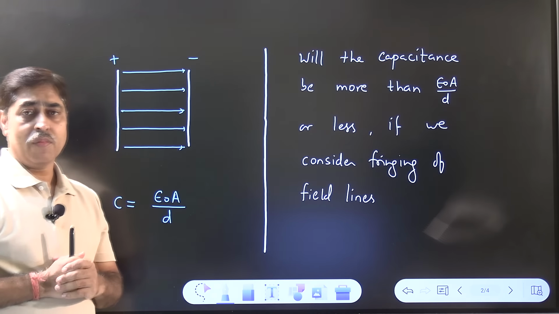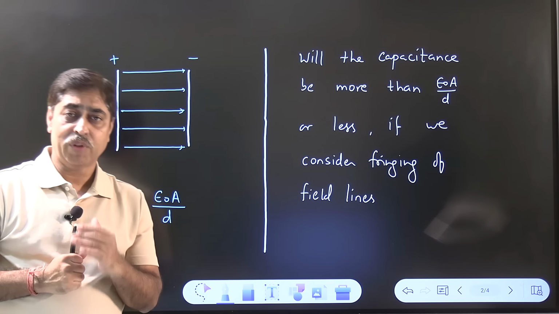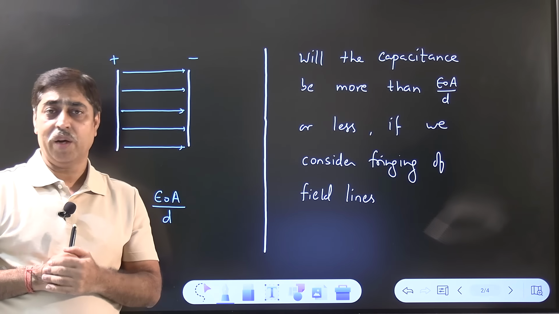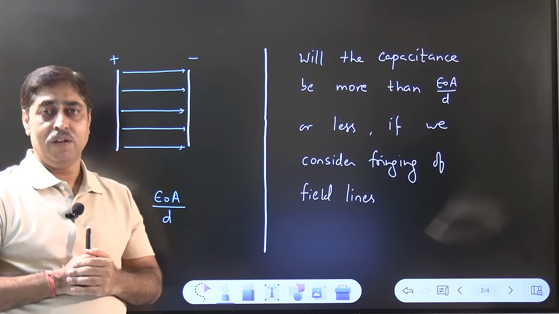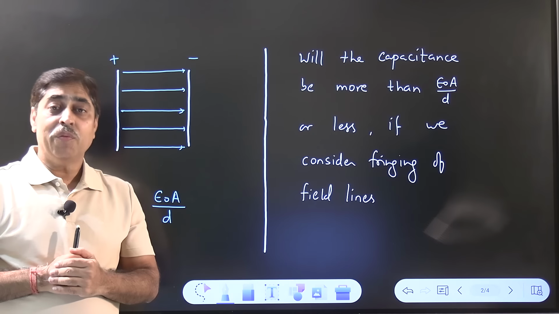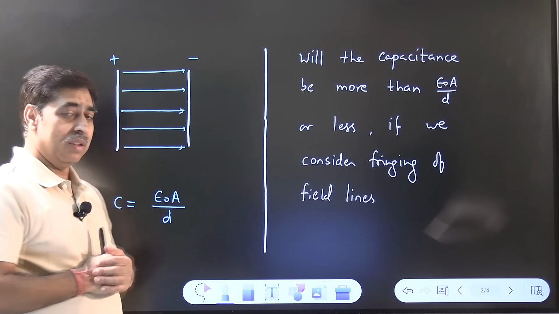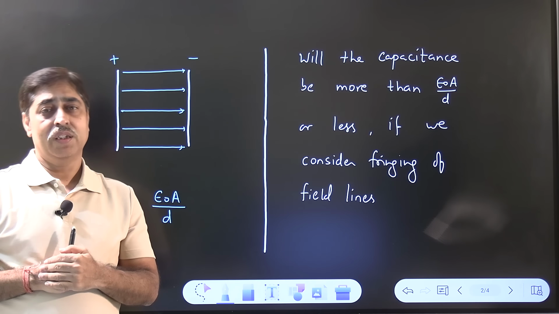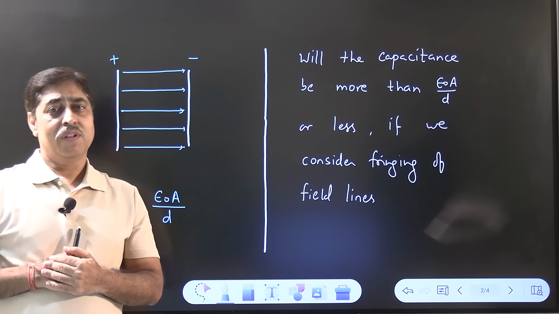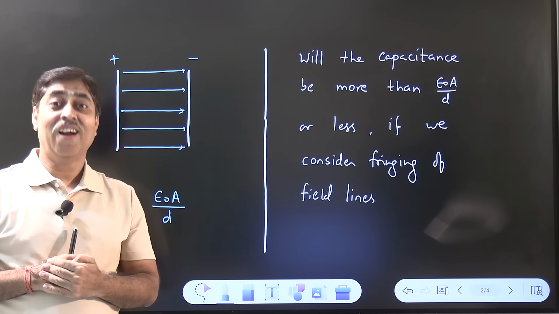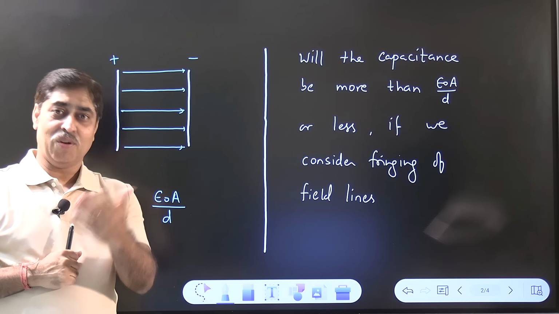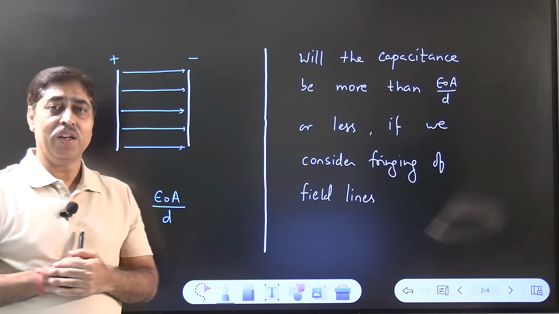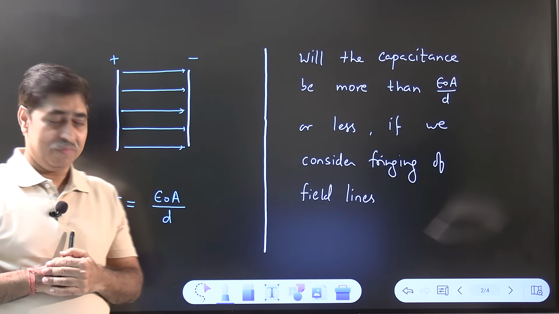Understand the question well. I am not asking you to calculate the value of capacitance when fringing of field lines is taken into account. No, I am not asking you to calculate the capacitance. I am just asking, will the value of capacitance be greater than this or less than this if fringing of field lines is taken into account? Think about this for a moment and write your answers in the comment box, what you think about it. But here I will proceed with my arguments.